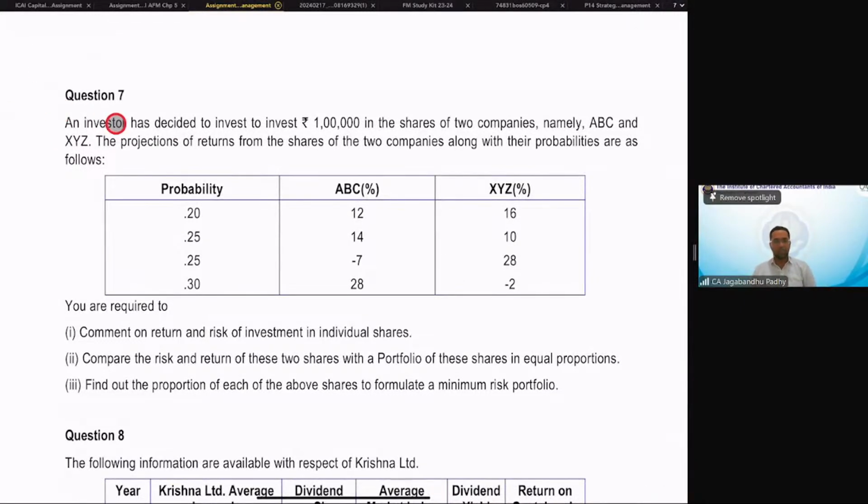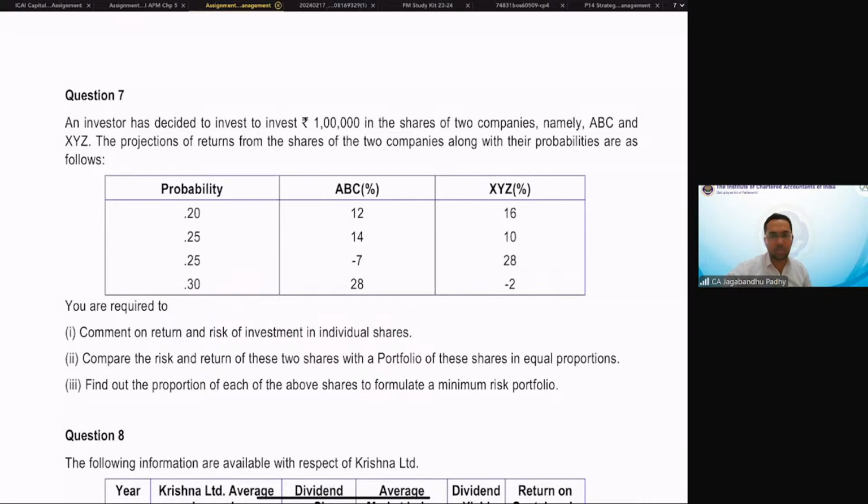Question number 7: an investor has decided to invest rupees 1 lakh in the shares of 2 companies, namely ABC and XYZ. Projections of the returns on the shares of the 2 companies are given along with the probabilities. We have to comment on the return and risk of the investment, and compare the risk and return of the 2 shares with a portfolio of these shares in equal proportion. So with equal weightage, what will be the risk and the return? And second, find out the proportion of each of the above shares to formulate the minimum risk portfolio.